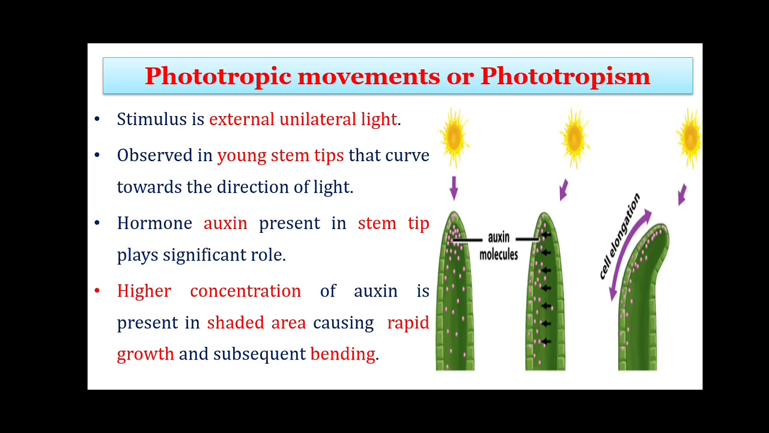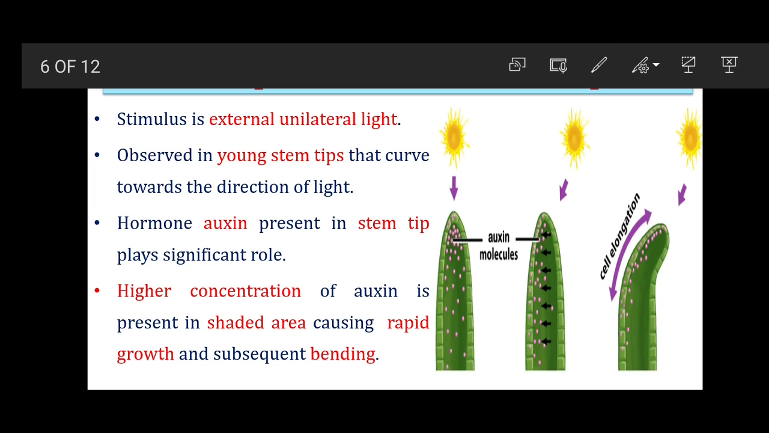Here the stimulus is external unilateral light. Now when a plant is exposed to sunlight, it is generally observed in the young stem, because the young stem shows curvature with respect to the direction of light as a stimulus. So here, when the young stem is exposed to sunlight, the hormone auxin is present at the tip of the stem. As you can see in this image, the hormone auxin is present at the tip, but with the movement of the sun from its position, the distribution of auxin also changes.